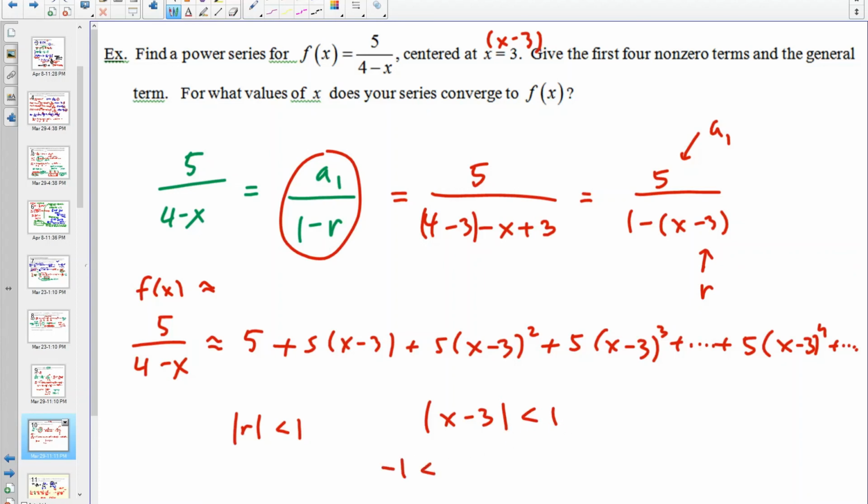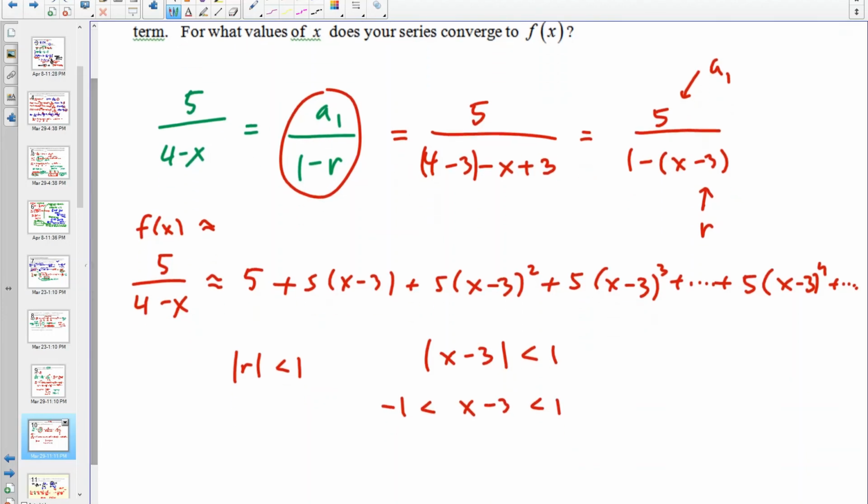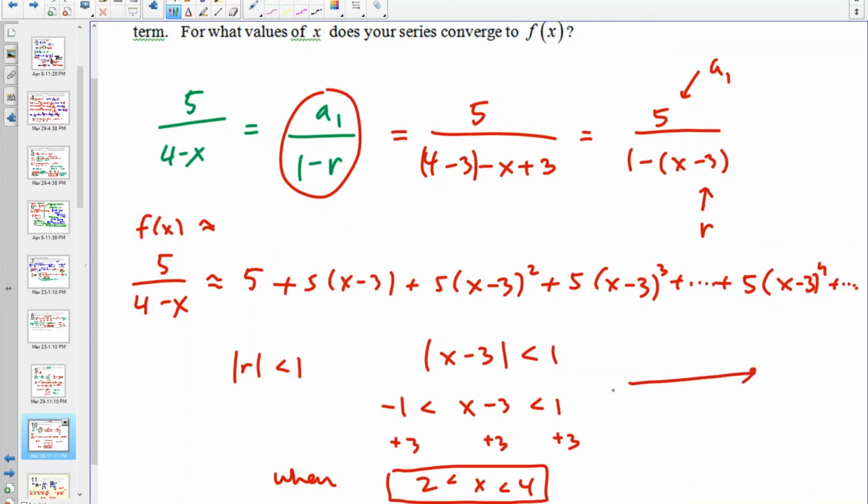The way you get rid of the absolute value is you put this between negative 1 and 1. Then you add 3 to every part here. As long as you do the same to each part, you're okay. So you get 2 is less than x is less than 4. And this is your interval of convergence, meaning this sum is true when x is between 2 and 4.